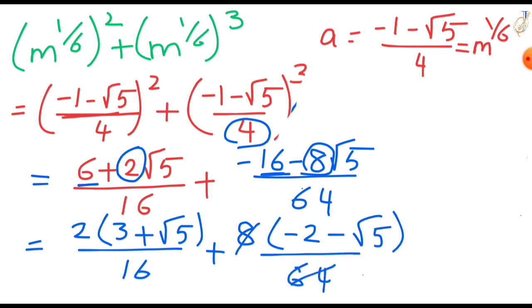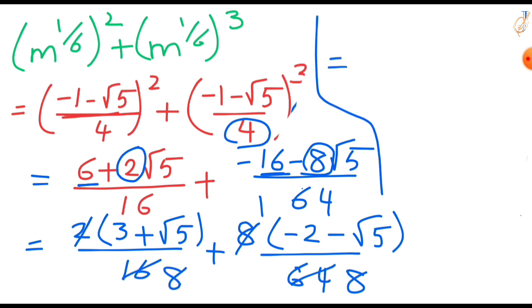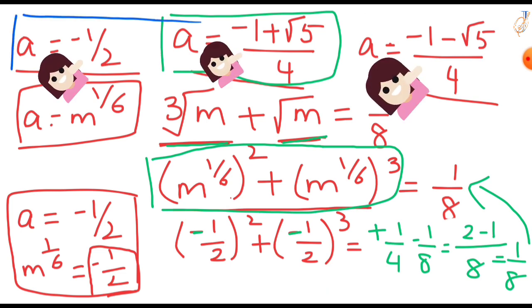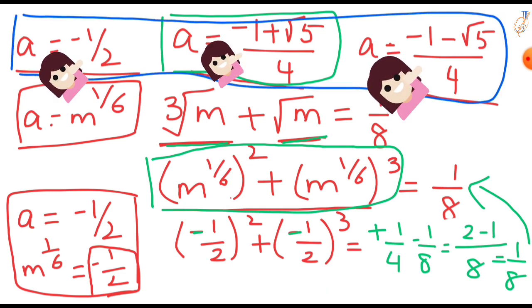Here 8 times 8 is 64. Then here 2 times 8 is 16. 3 plus root 5 by 8 plus minus 2 minus root 5 by 8. So plus root 5 minus root 5 gets cancelled. Then you are getting 1 by 8. So that means the third solution also satisfied our original equation. So these three are our solutions.